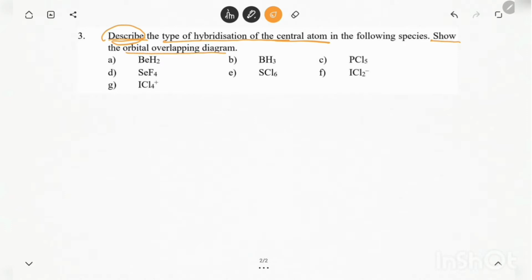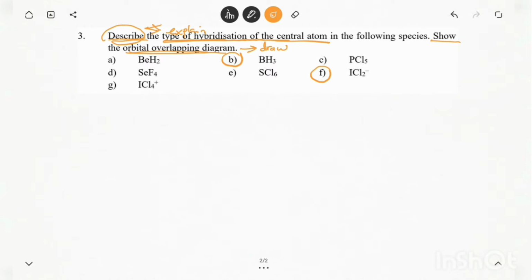Since the question asks you to describe, it means you need to give some explanation about the type of hybridization. You cannot just state the type of hybrid. And then for showing the orbital overlapping, we need to draw the orbital overlapping. This one you need to explain. So let me choose B and F. We start with BH3 molecule.